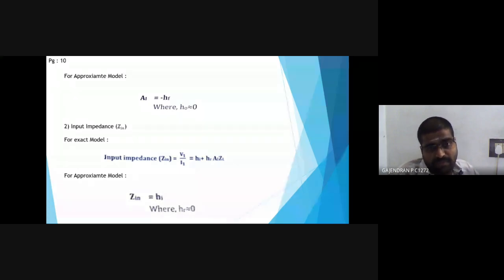And similarly for the input impedance, we got the input impedance as HI plus HR into A1 ZL for the exact model. Now we need to find it for the approximate model, and for the approximate model we need to substitute HR equal to 0 and HO equal to 0. We have the term HR here. Just substitute HR equal to 0 in this term, and HI plus HR A1 ZL will become HI plus 0. So simply we can mention Zin equal to HI for the approximate model.